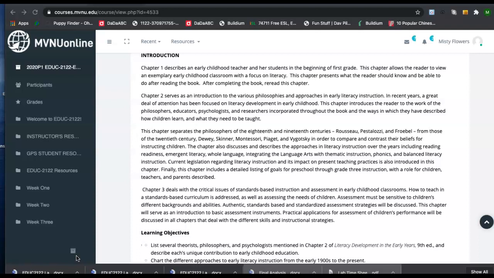Assessment should be authentic, standards-based, and standardized assessment strategies are also discussed in this chapter. This will serve as an introduction to basic assessment instruments. Practical applications of assessment of students' performance will be discussed in all chapters that deal with the different skills and instructional strategies.